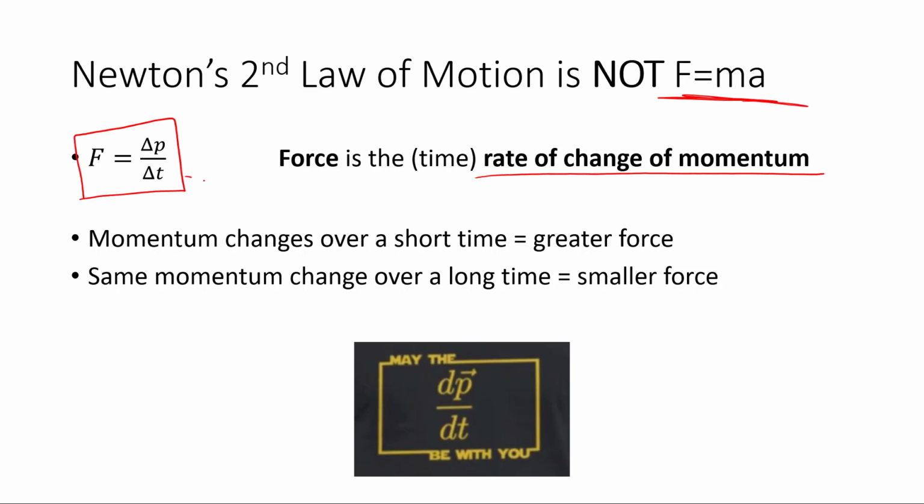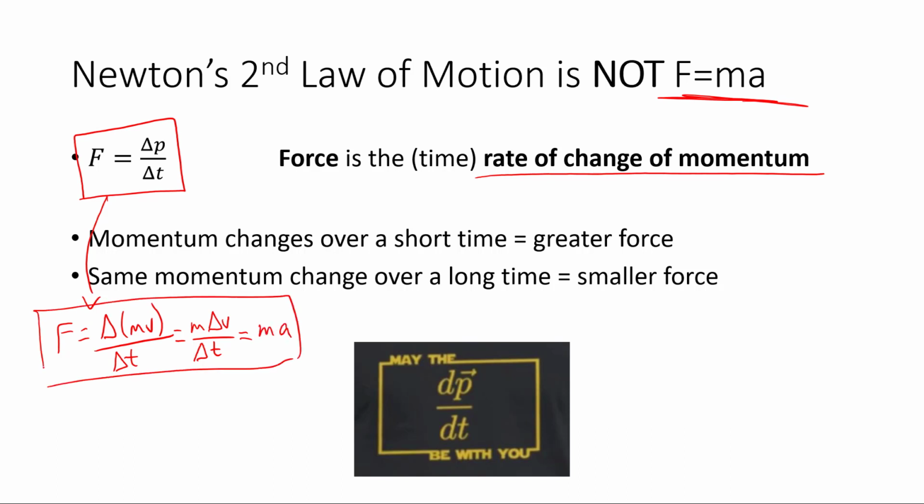And we can see how this is F equals ma if we expand it out. Let's rewrite it down here as F equals change in mv over delta t, because mv is momentum. Well, usually our mass is constant, so we can factor that out, and we get F equals m delta v over delta t. But delta v over delta t, our rate of change of velocity, is just acceleration, so that's ma. So it is equivalent to F equals ma. It's just a different way of thinking about it.